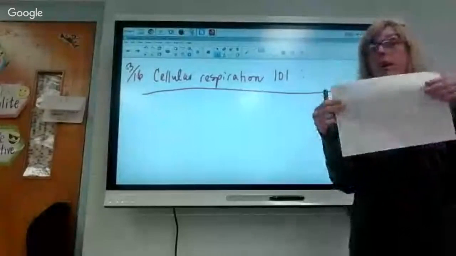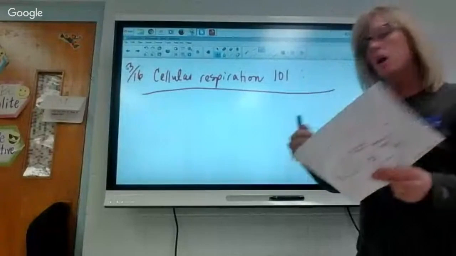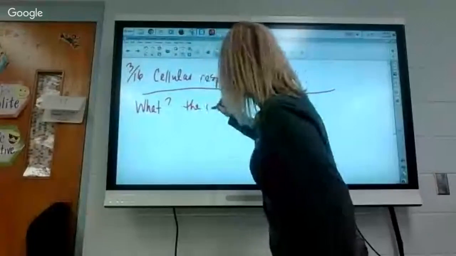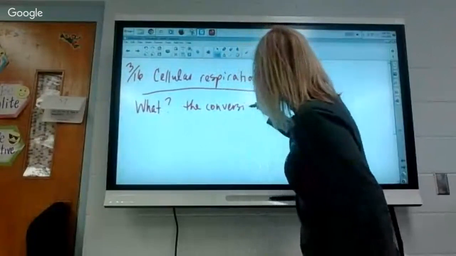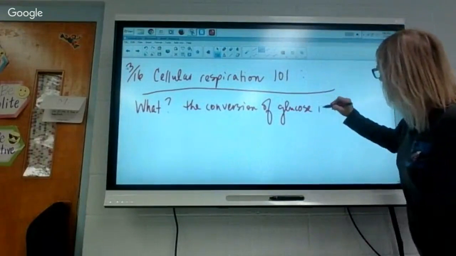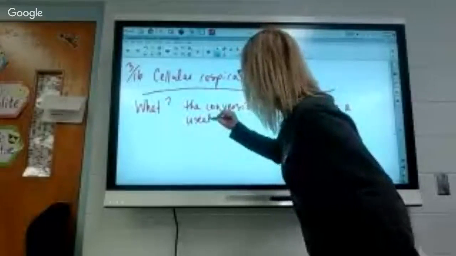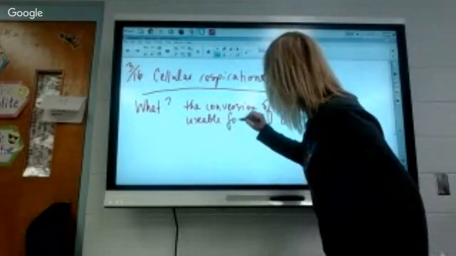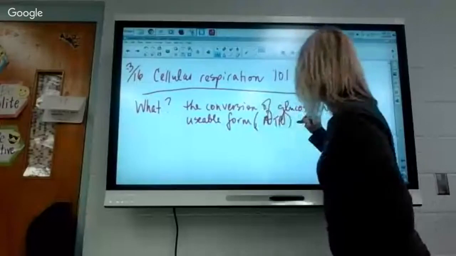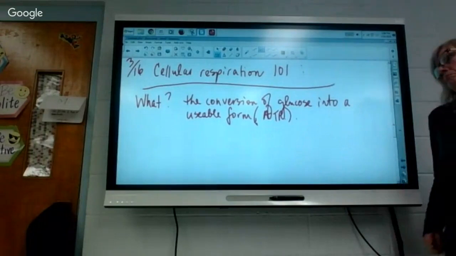I'm just going to write it up here, it's easier for me. All right, so what is it? It's a conversion of glucose into a usable form, which is ATP. Actually, just put that. Now notice I didn't say anything about oxygen, because there are two types.